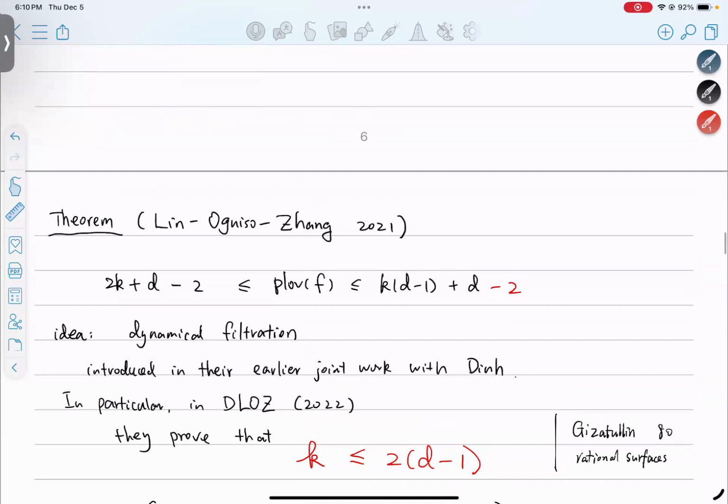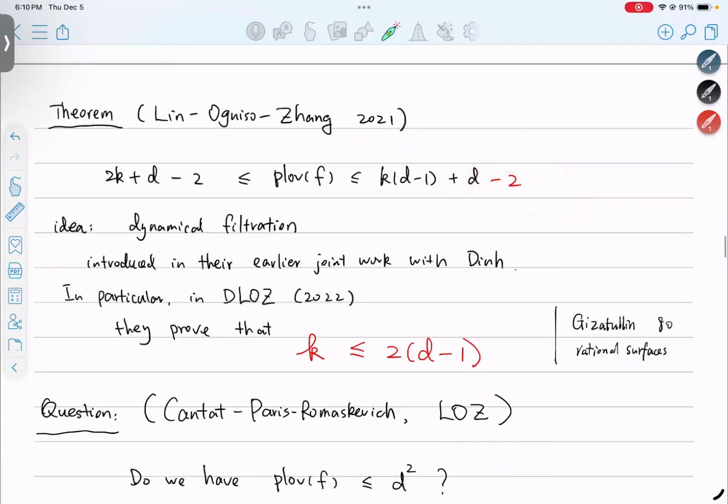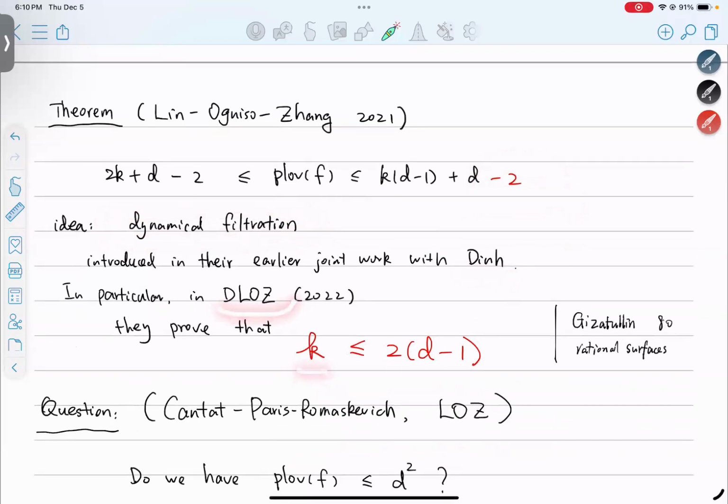Moreover, a few years ago, in Lin, Oguiso, and Zhang's work, they improved Keeler's result by showing that polar of f is less than or equal to k times d minus 1 plus d minus 2. Their idea is to use their earlier joint work with Ding, using the so-called dynamical filtration. In particular, in their paper, they show that k is at most 2 times d minus 1. This is a universal upper bound, just in terms of dimension, for this k.